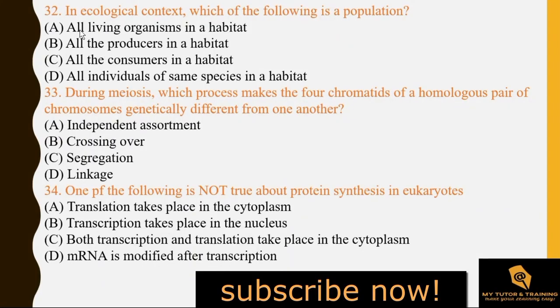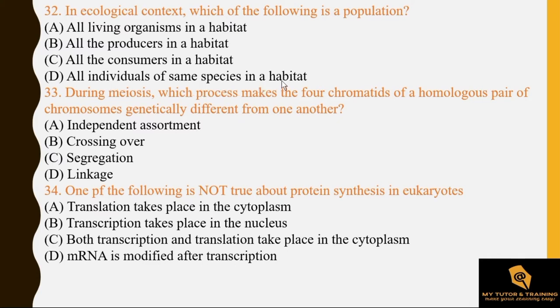In ecological context, which of the following is population? A. All living organisms in habitats. B. All the producers in a habitat. C. All the consumers in a habitat. D. All individuals of the same species in a habitat.